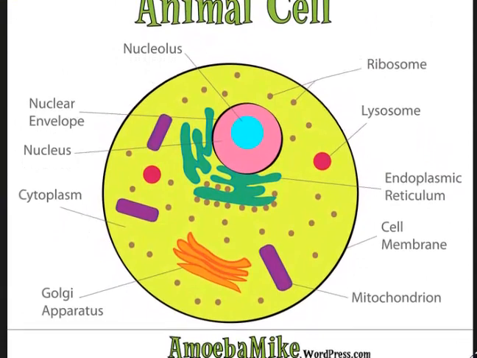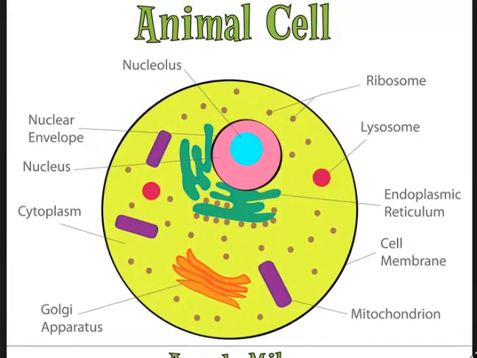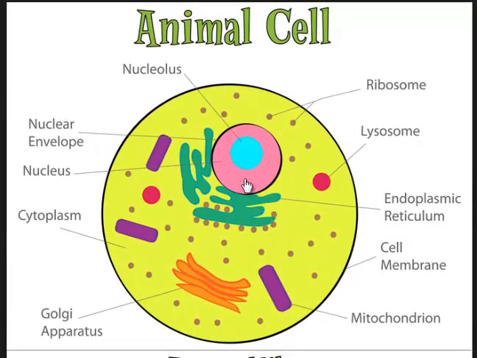Here are some other examples. Here is an animal cell, fairly round, and it has a nucleus in the middle with the nucleolus in the middle of the nucleus, lysosomes, and an endoplasmic reticulum, which is kind of the transport mechanism from the nucleus to other parts of the cell, the Golgi apparatus, and the mitochondria, which, remember, do the respiration for the cell.